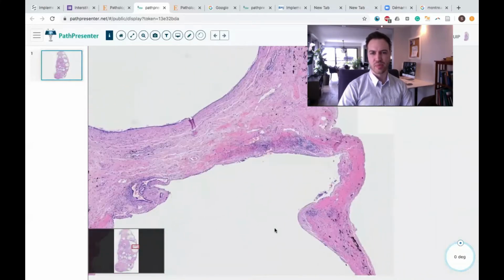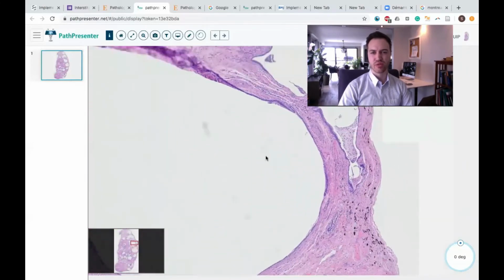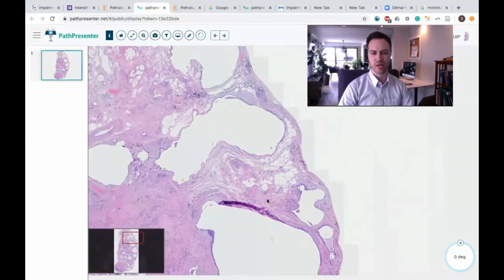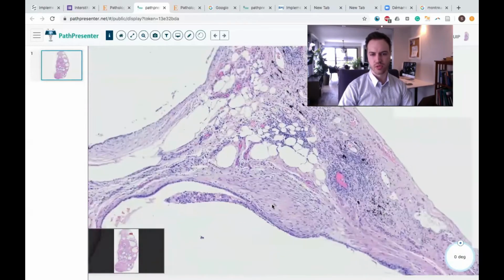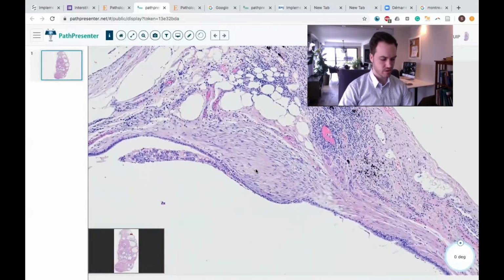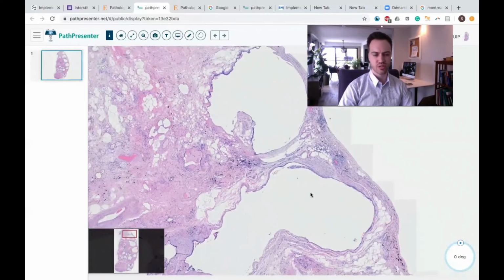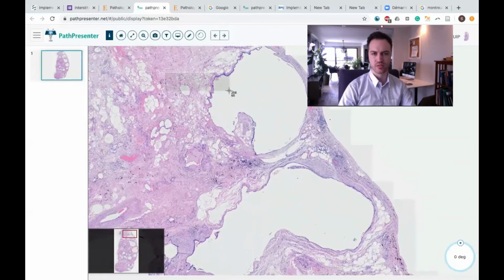Now, I heard that UIP is supposed to be spatially and temporally heterogeneous, so I'm going to try to find some fibroblasts. Oh, this one is good. Fibroblastic focus here. I'll take a screenshot of that for the exercise. And I think this is good for honeycomb change. I'll take a screenshot of that here. There we go.